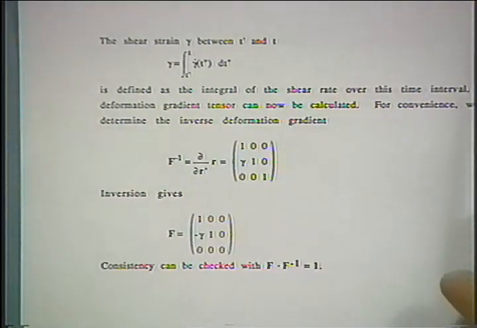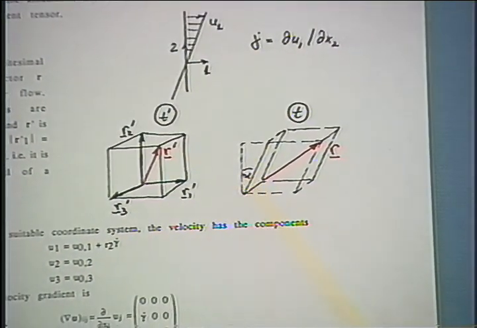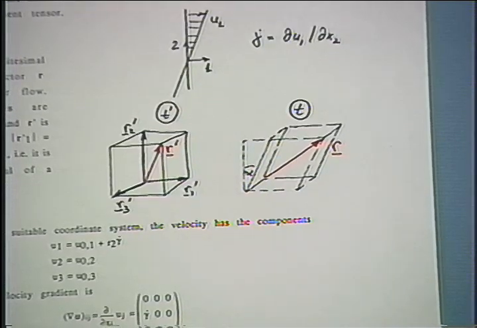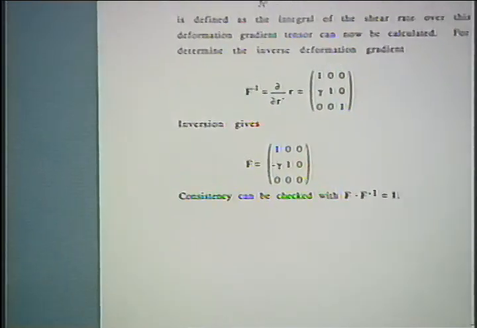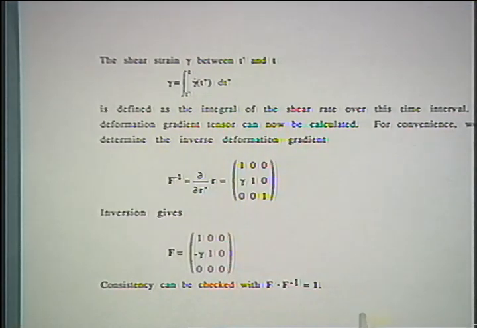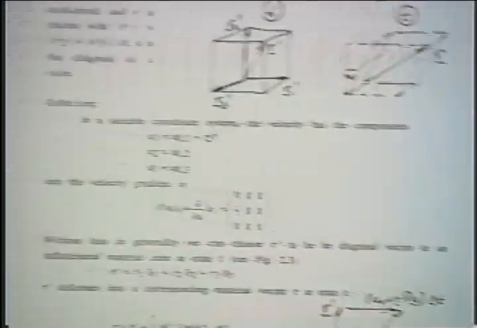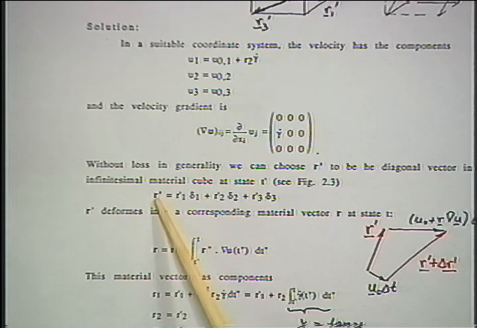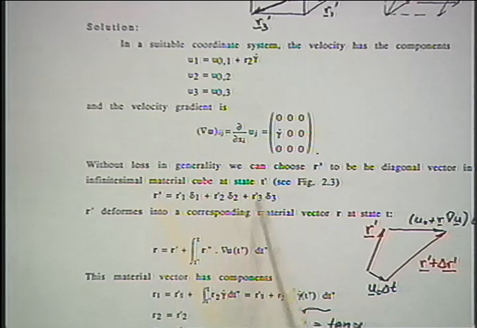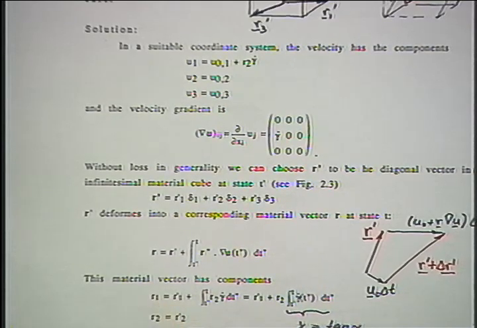Now, the total deformation is given by this angle alpha. We take the tangent of this angle, and that will give us gamma. Gamma is the shear strain, as an integral over the shear rate from t prime to t. We start out with R prime, those are our initial components, and we end up with R, those are the new components.